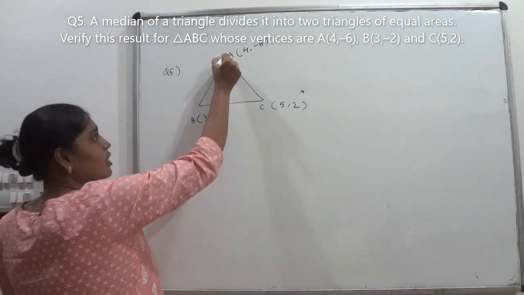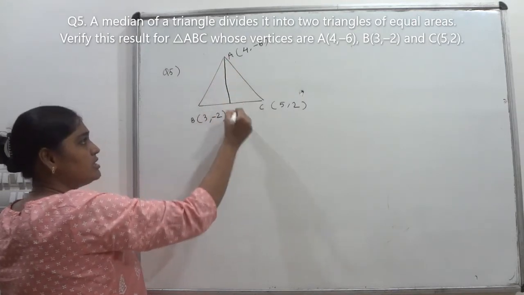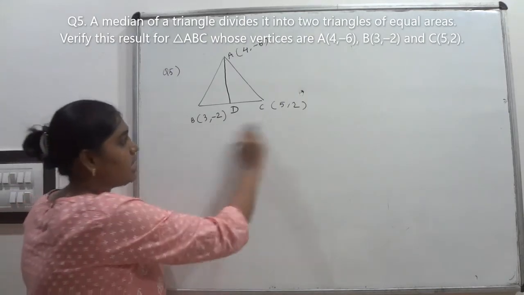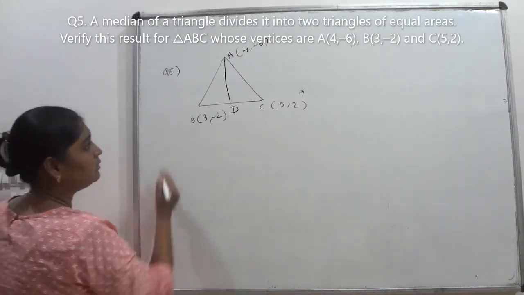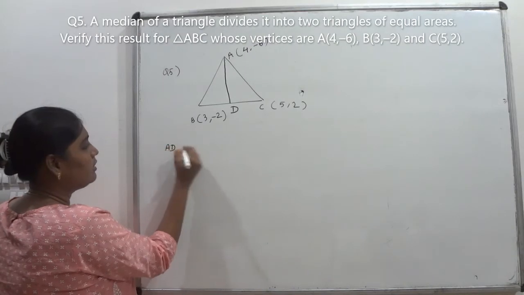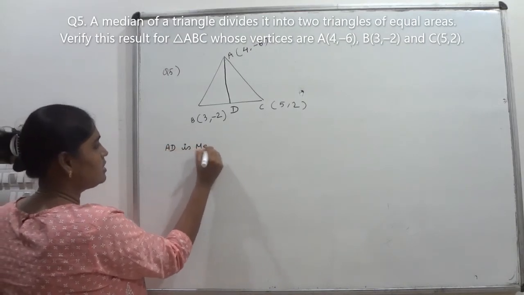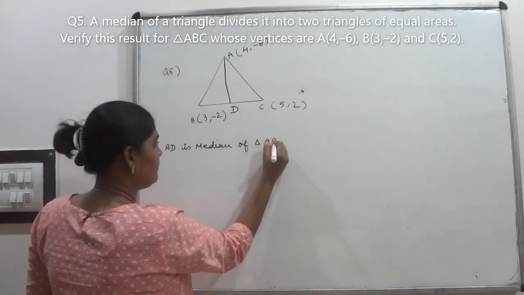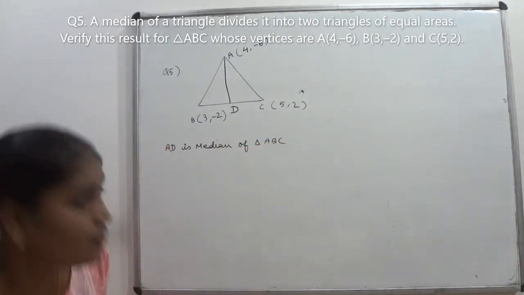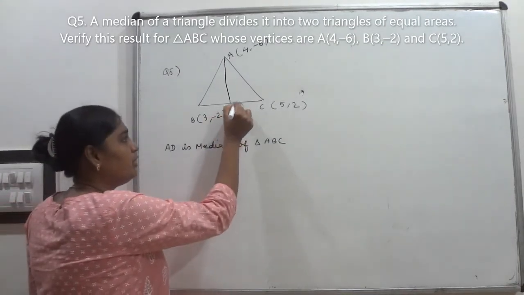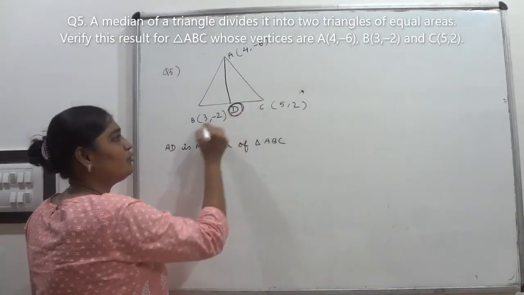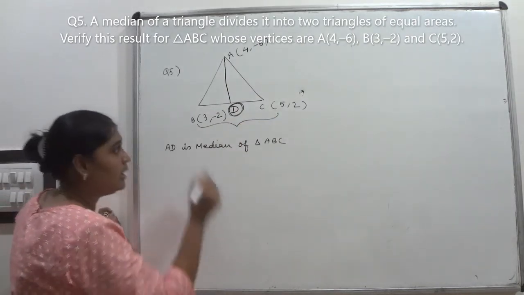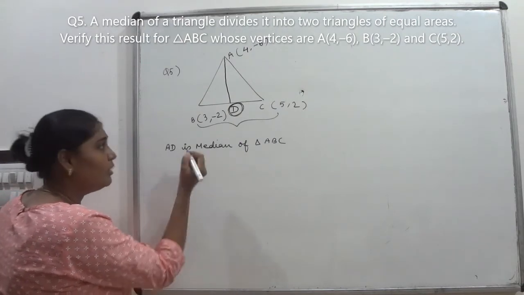From this I am going to prove that the median of a triangle divides it into two triangles of equal areas. For that I have to draw a median of triangle ABC. Suppose AD is a median of triangle ABC on the side BC. So write it here: AD is median of triangle ABC. Median means midpoint. So D is the midpoint of the side BC.